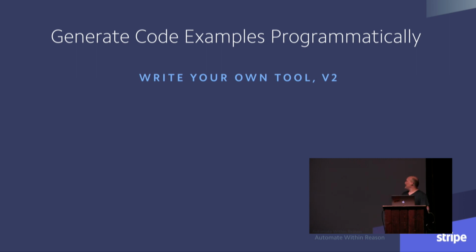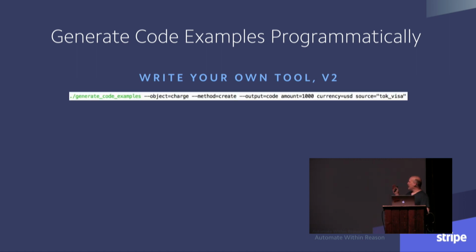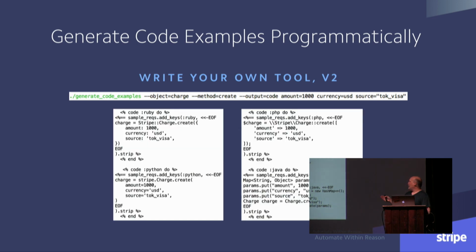But with this utility, what you do is you enter a command, generate code examples, charge, create, blah, blah, blah. And it's going to output all of our code examples just like that. This is all stuff that's syntactically valid, it has the enhancements, it adheres to our style guide, and is ready to be copy and pasted into our docs as is. If you're curious, you can see the little sample request.add keys. That's actually how we add the users or the Stripe demo account keys to that.